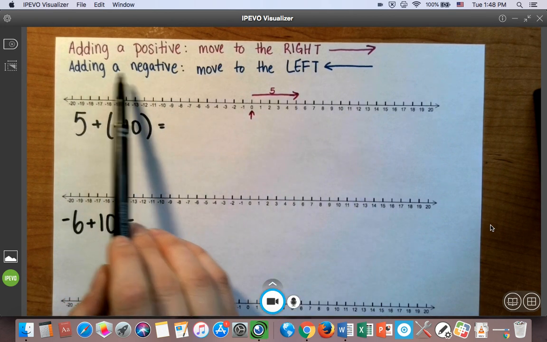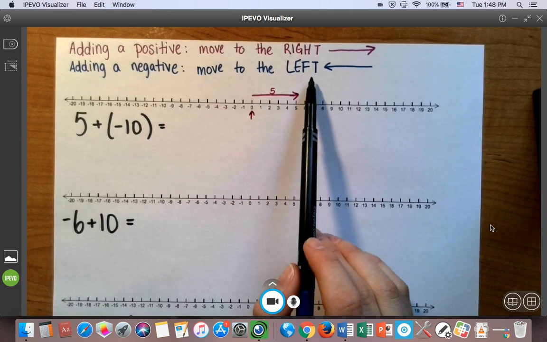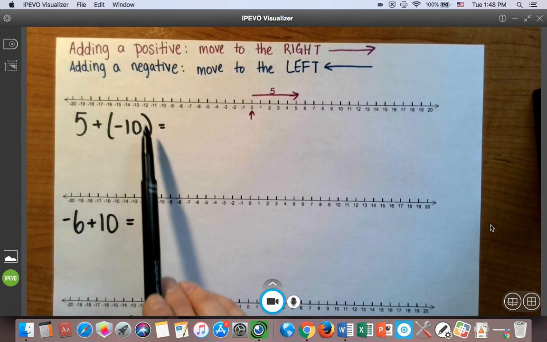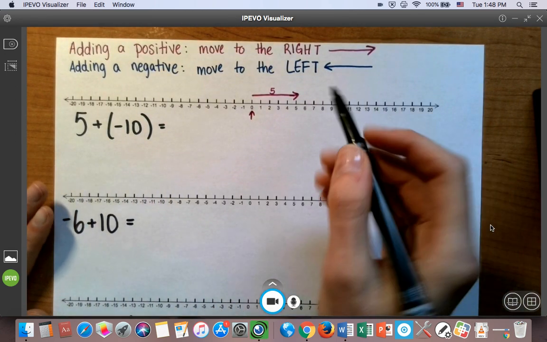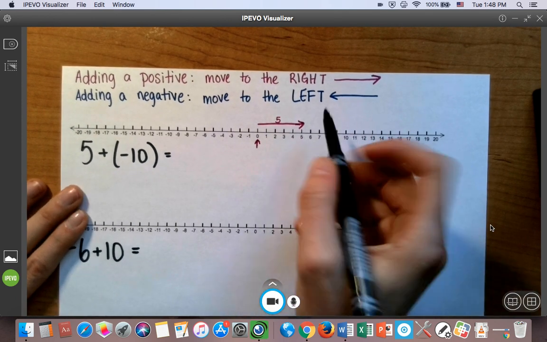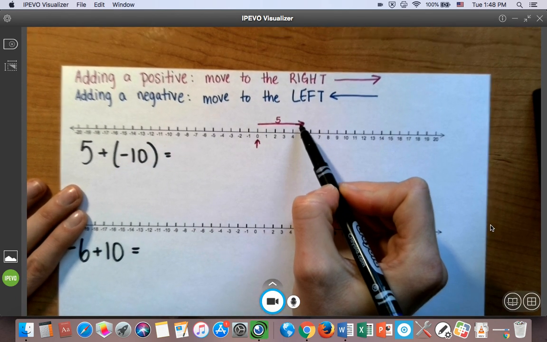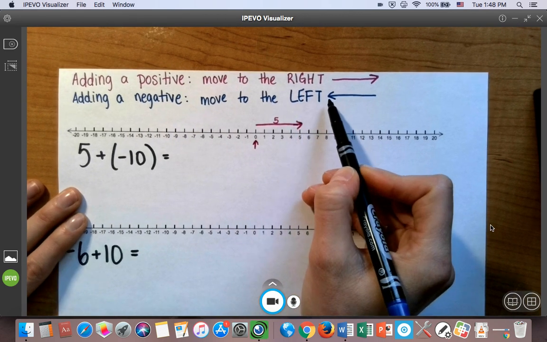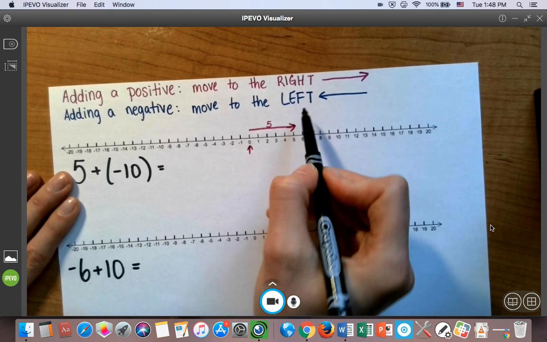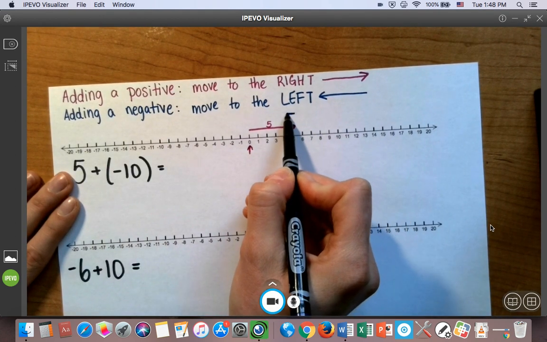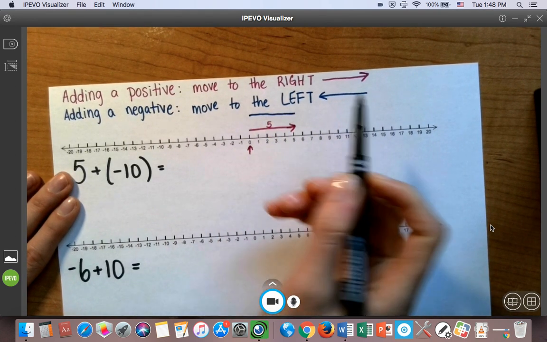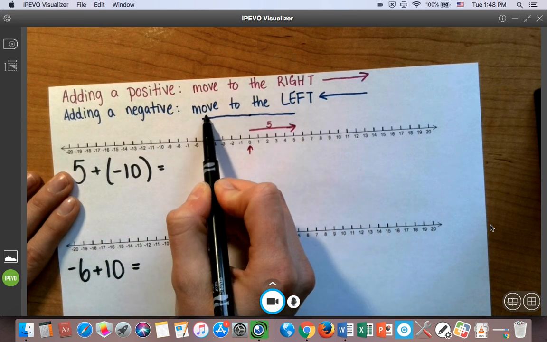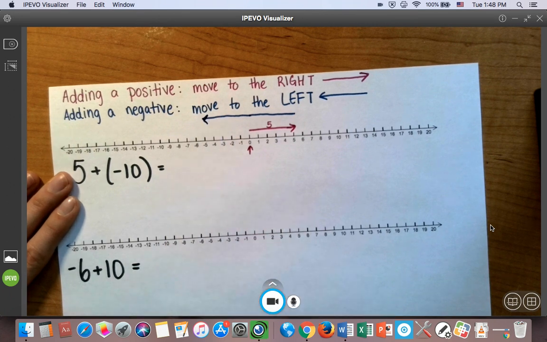If I'm adding a negative, I'm moving to the left, and my arrow is going to be 10 spaces long because I'm adding a negative 10. When you draw your second arrow, you always start where you ended. So my arrow is going to start at 5, and I'm going to draw an arrow to the left that's 10 spaces long. Starting at 5, I'm going to draw an arrow. This is 5 spaces long. I'm going to do 5 more, it's a little bit long, to negative 5.